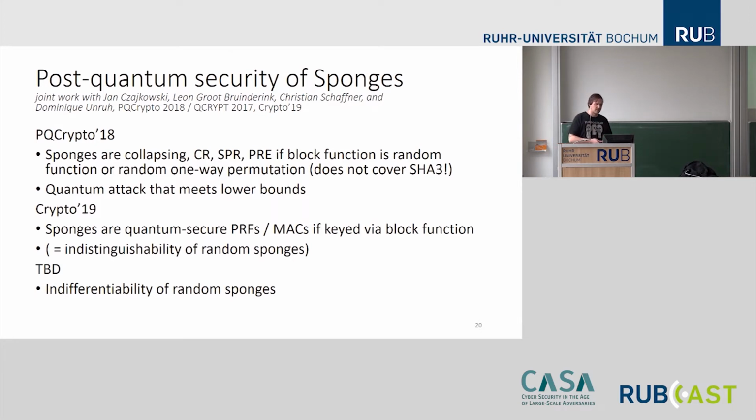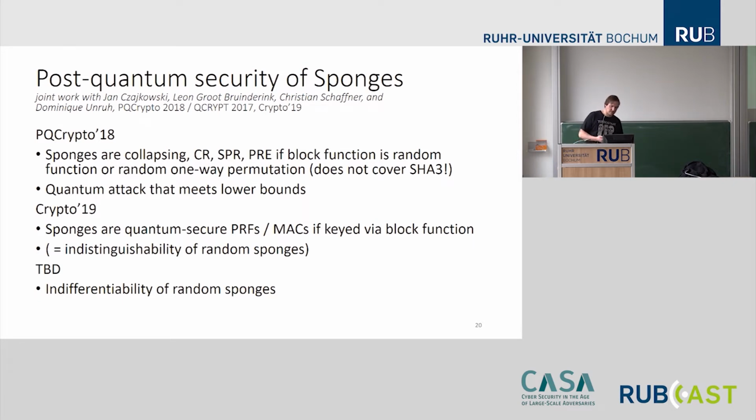And last year we came up with the proof which shows that sponges are quantum indistinguishable, which means if an adversary gets quantum access to the sponge construction, but not to the internal function, it can actually not distinguish a sponge from a random function. So that essentially gives you quantum secure PRFs or MACs if you key the block function. And if they are quantum secure, they are also post-quantum secure. All right, so quantum secure is just stronger.